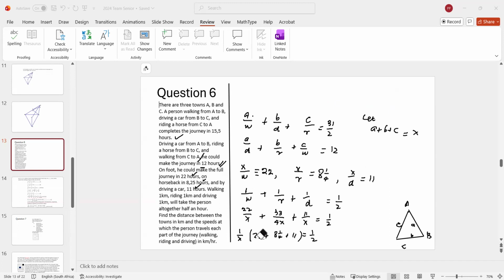So now I can calculate X here because 22 plus 8 1/4 is 30 1/4. And this is 11. 30 plus 11 1/4 is 41 1/4. So you got 1 over X. Then you'll actually see if you cross multiply, you've got 2 times 41 1/4, and that gives you X, 82 1/2. So in other words, you know the total distance because this is your A plus B plus C.